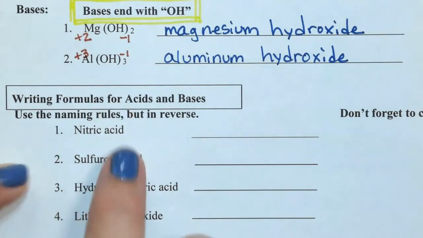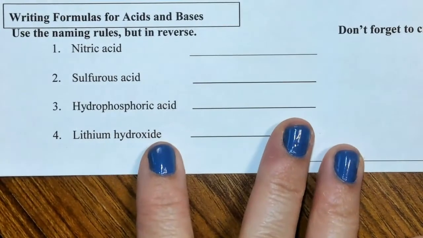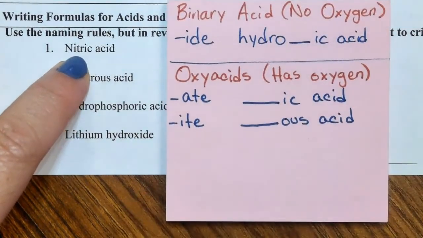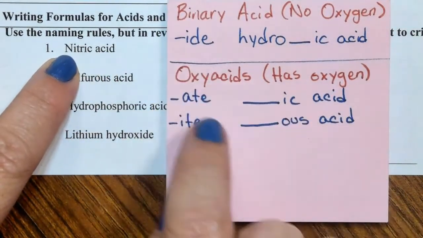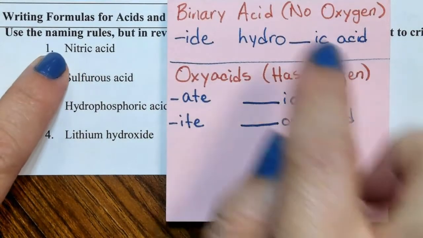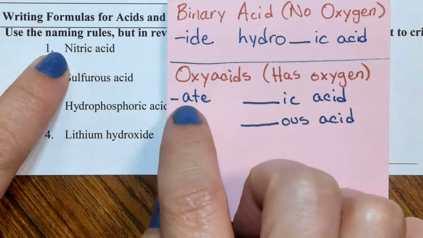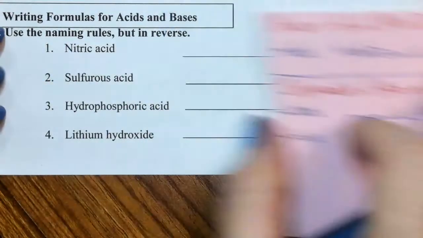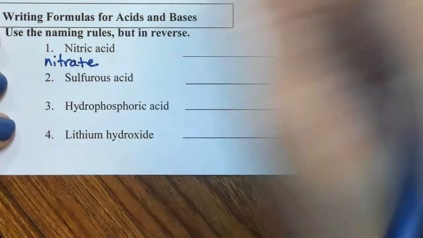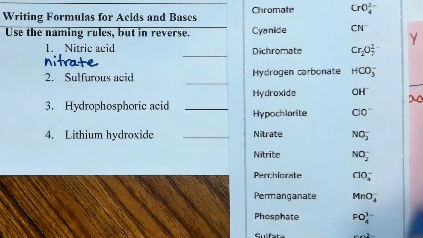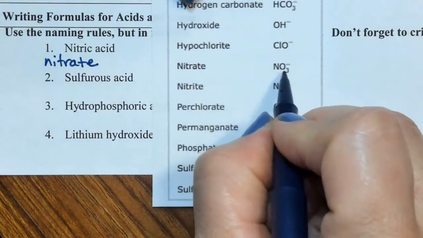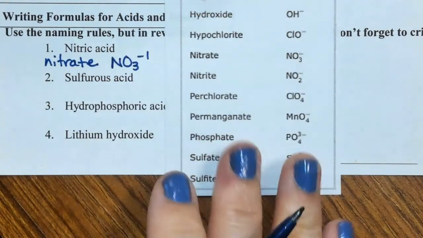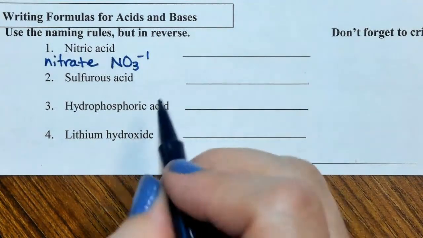So now we need to do the reverse: write the formula for the acids and the bases. For our reverse engineering, I want to look here at nitric acid. Was it nitride, nitrate, or nitrite? Notice it does not start with hydro, so it's not nitride. And because it ends in ic acid, it must have been nitrate. So I'm going to write here that it was nitrate. Now that I know which ion it was, I can look for it on my list. Here is nitrate, NO3, with a -1 charge. The charge is very important.